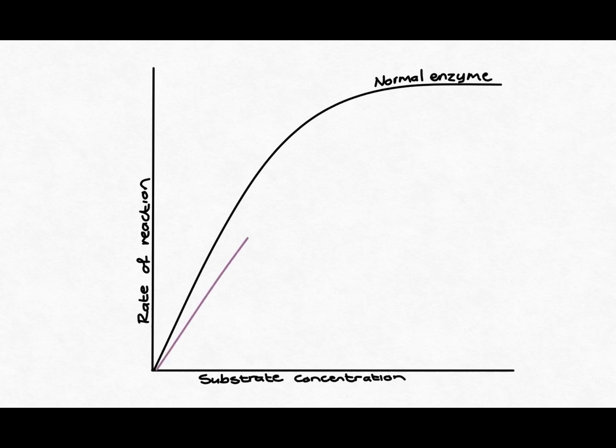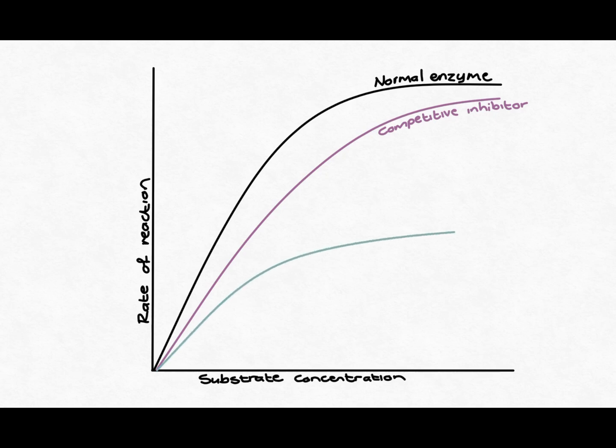For a competitive inhibitor, the rate of reaction will also increase as the substrate concentration increases, but the rate of reaction will increase at a lower rate. As the substrate concentration increases, the action of the competitive inhibitor will be overcome by the substrate concentration and it will still increase up to the normal enzyme rate.